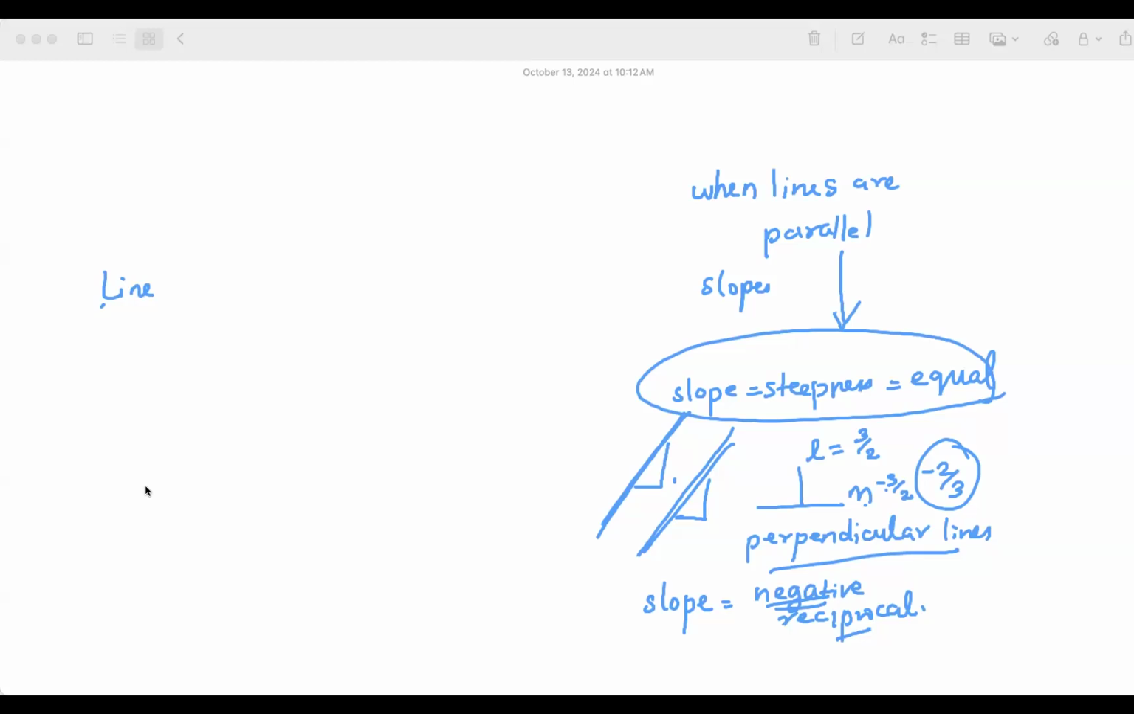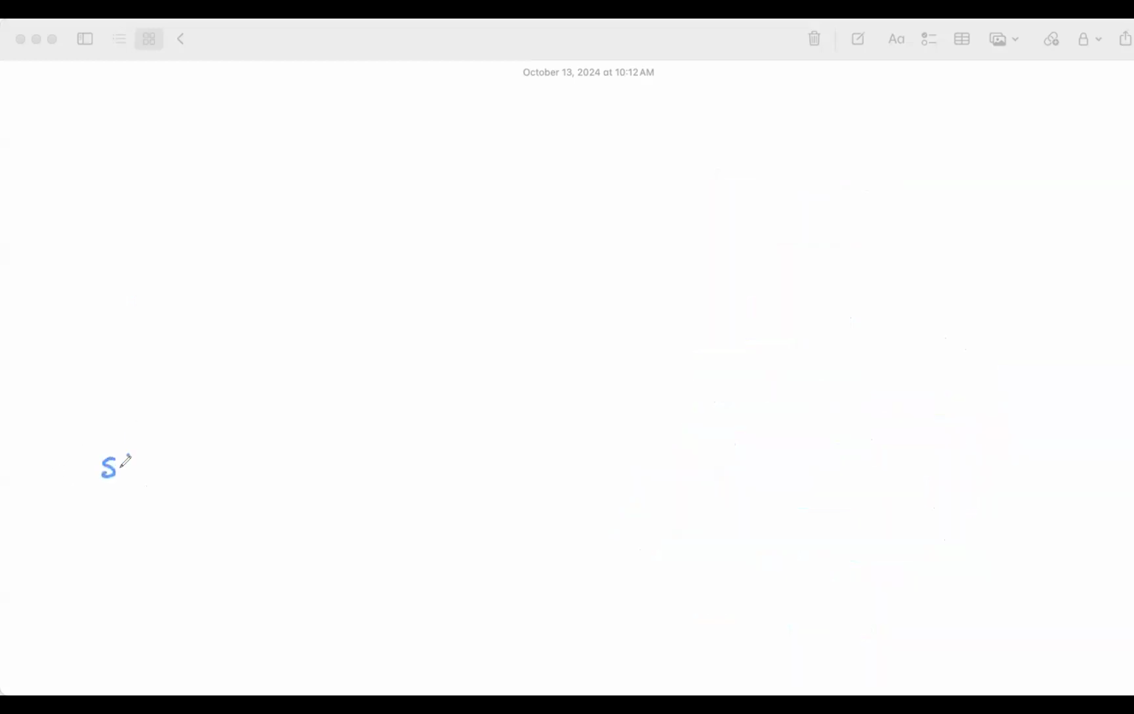So now we understood two different concepts about slope. For parallel lines, slopes are equal. For perpendicular lines, slopes are negated and flipped.